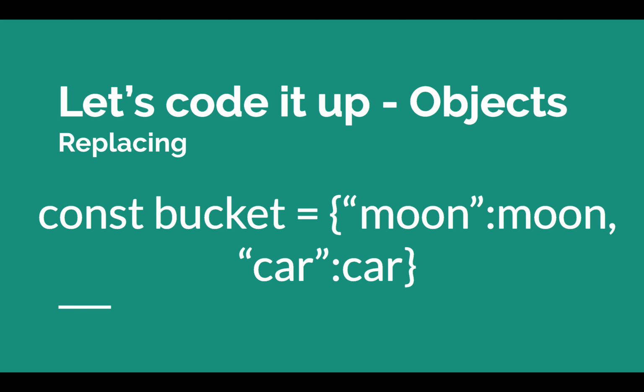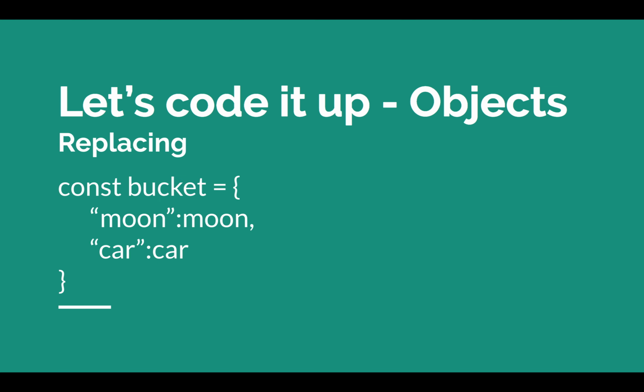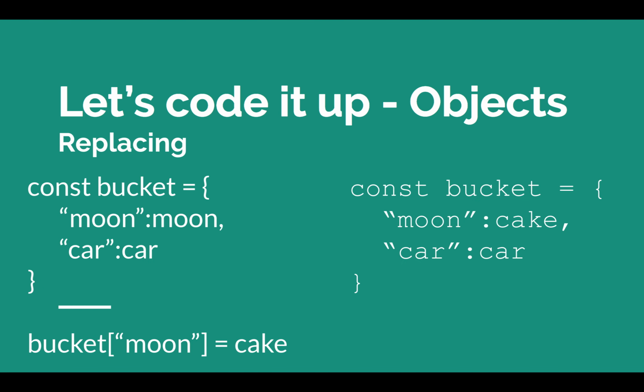What does replacing do? Well, replacing is, as we said, slapping the label on something else. So let's look at it this way. We've got our bucket, which has moon and car properties, and we say moon is now actually cake. So what this will achieve at the end is that we still have two properties, but for our key moon, instead of having moon, it actually holds cake.